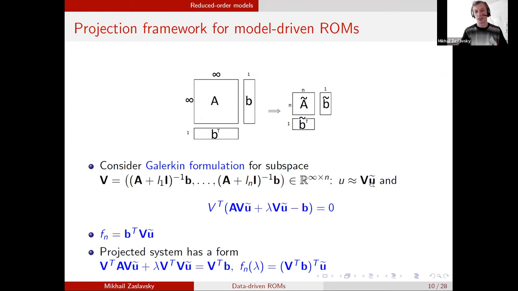These u tilde, as I mentioned, are computed from the Galerkin framework, which is shown here. That's why the projected system has this form.